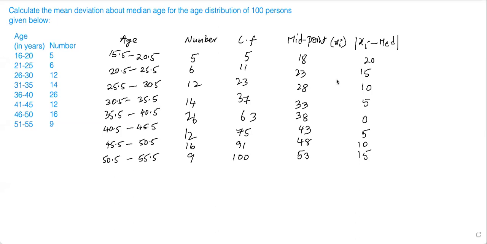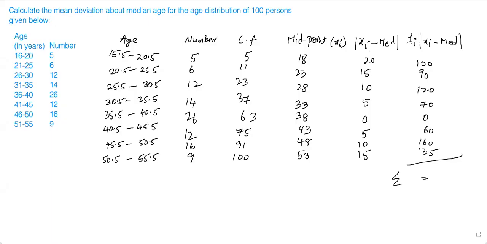So we got the midpoint, and then xi minus median, and also let us write down fi multiplied into xi minus median. So that is 100, 90. So we got this, and the summation of these is equal to 735.